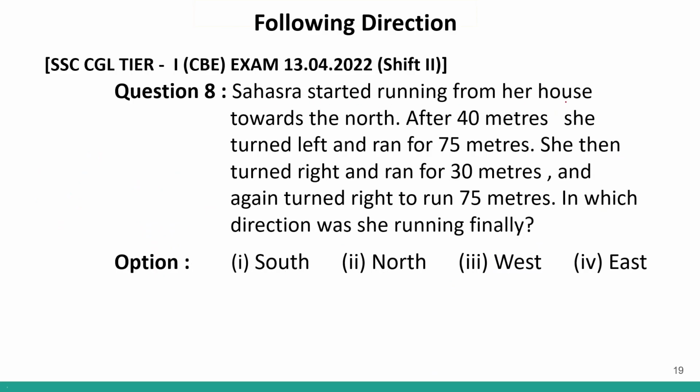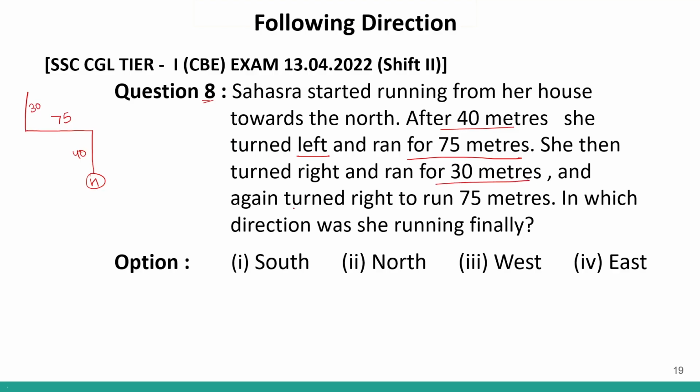Sahasra started running from her house towards the north. So there's a Sahasra, there's a house and she is running towards the north. Okay, north direction. We don't know the distance. After 40 meters, okay, so 40 meters, she turned left. So left will be in this direction and she ran for 75 meters. Okay, then she turned right. So right will be this direction and she ran for 30 meters.